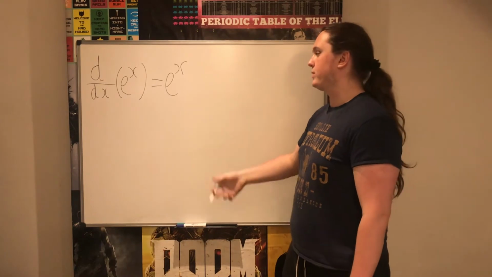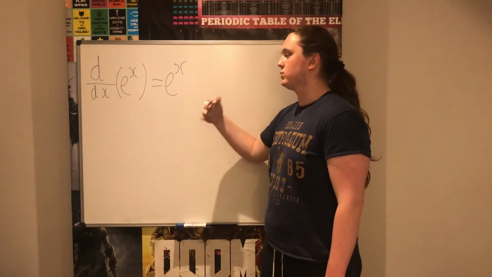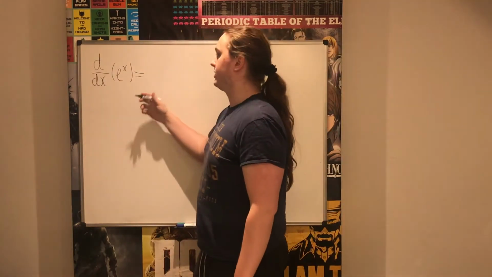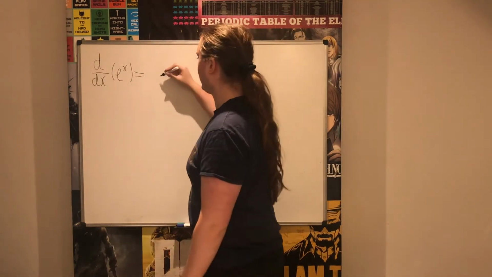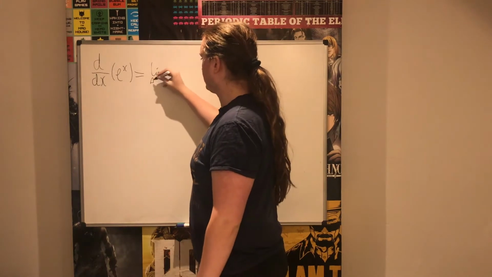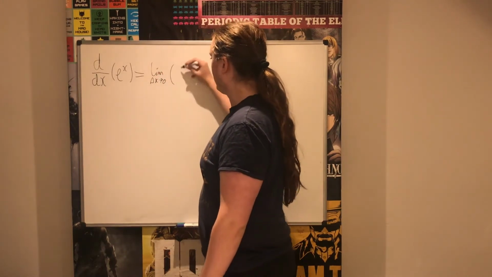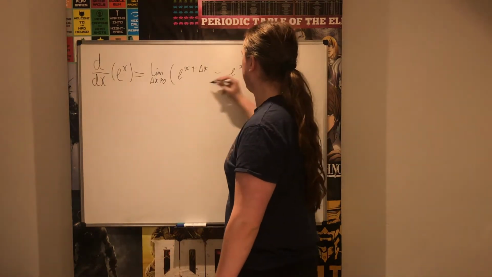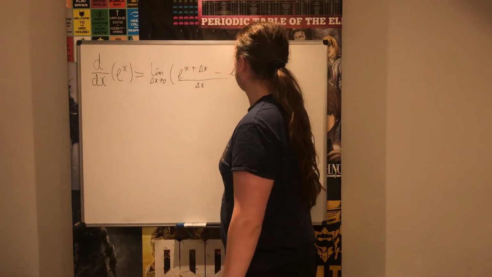So today we're going to prove that the derivative of e to the x with respect to x is e to the x from first principles. So we know that the derivative of e to the x from first principles is the limit as delta x approaches 0 of e to the x plus delta x minus e to the x all over delta x.